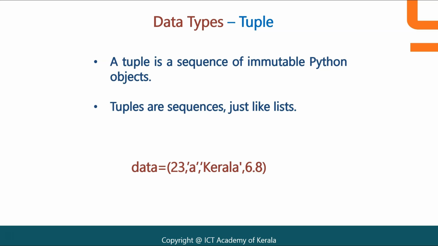Here also, just as in list, it supports both positive and negative indexes. And you can see a tuple here, which is the tuple object is data, and you can see the values which are enclosed within the parenthesis, and each item in that tuple object is separated by a comma. So let's see some practical example of this data type.